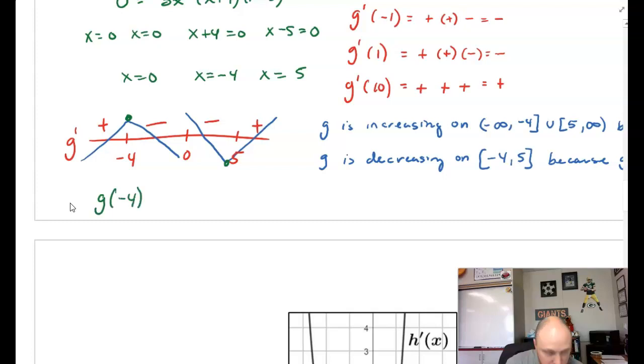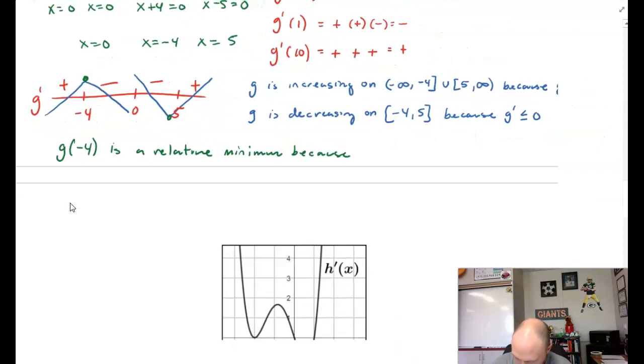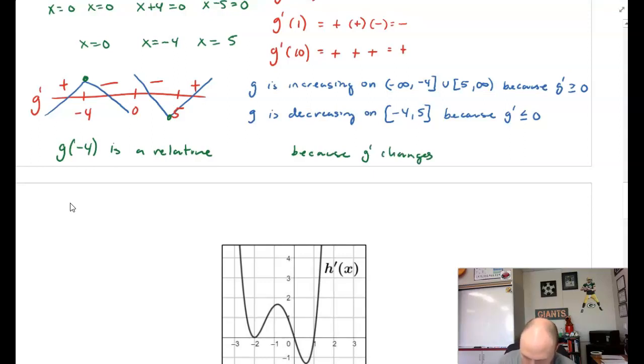So we can say g of negative 4 is a relative minimum because g prime changes. Did I say minimum? I was testing you guys. Thank you for telling me. Maximum, because g prime changes from positive to negative.